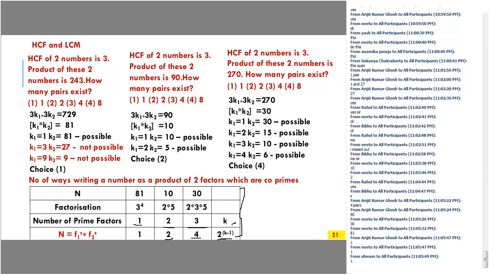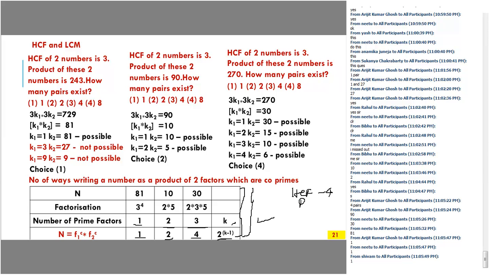Are you clear with this? If the number has got k prime factors, it will be 2 power k minus 1. The k minus 1 is in the powers. Are you clear with this table? So now I need not list out in future.